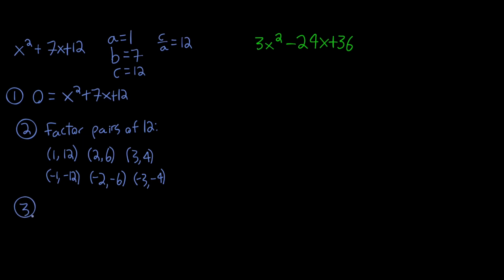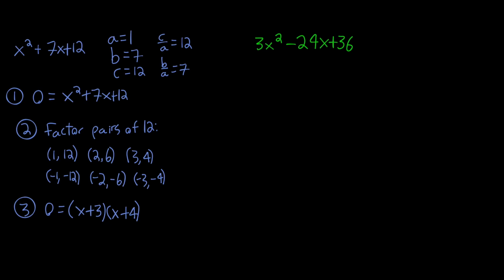So now the question becomes, which of these 6 pairs here is going to sum to equal b over a? Well, b over a is equal to 7, right? So if we look into each of these different pairs, you can see that 3 and 4 is the winner. So as our final solution, we have 0 is equal to x plus 3, x plus 4.